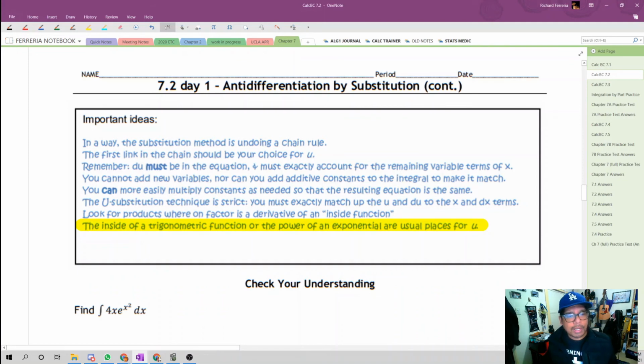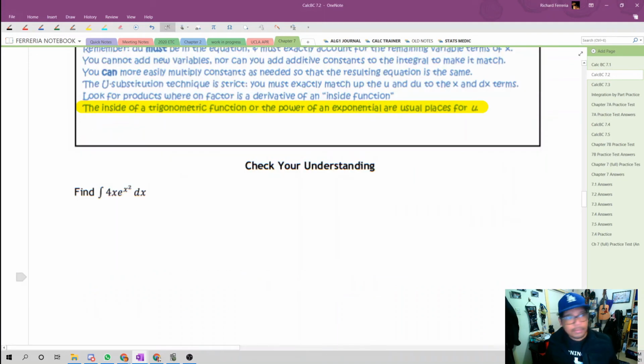So let's check our understanding. I think we have just one problem here. We've got the integral of 4x e to the x squared. And as we just said, we're going to look inside the exponential function for u. And we see that the exponent of e is x squared. Now the derivative of x squared is 2x, and I already have that x as one of the factors in the integrand. So it seems like it's going to be really easy to make this integral substitution and make things match. So let's start with u equals x squared.